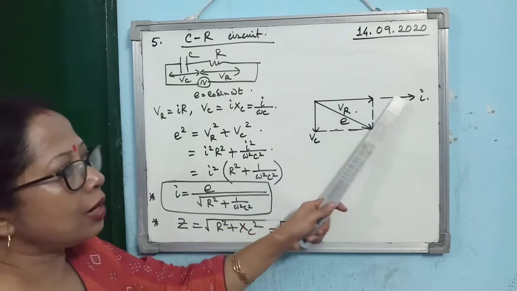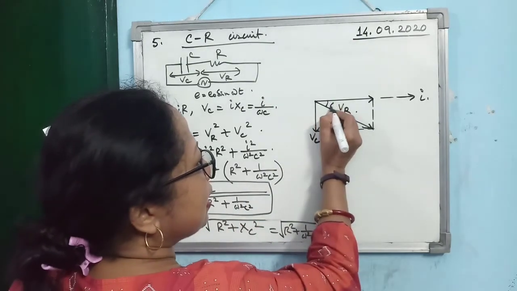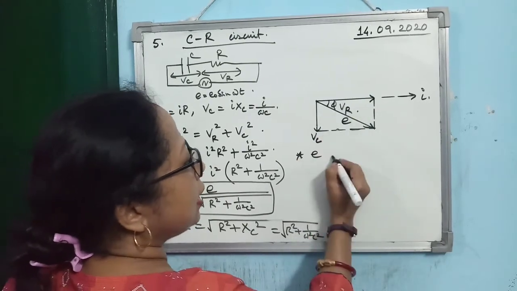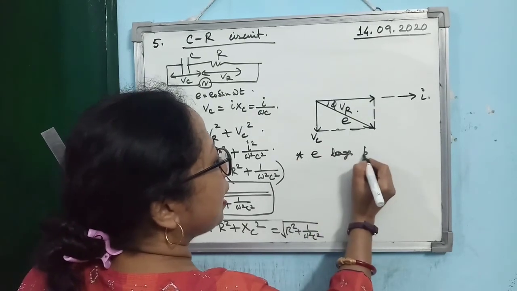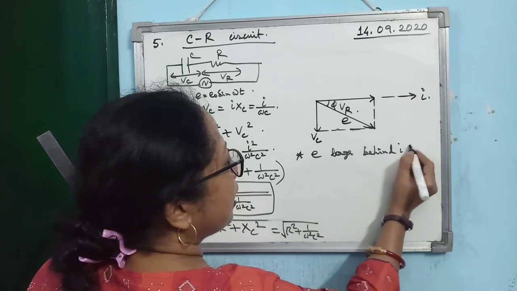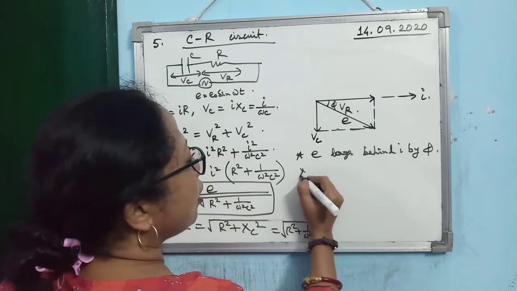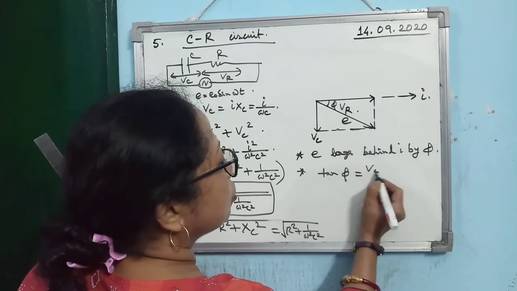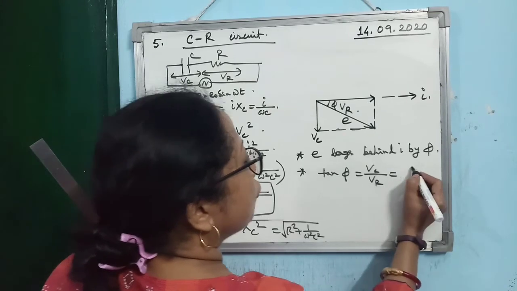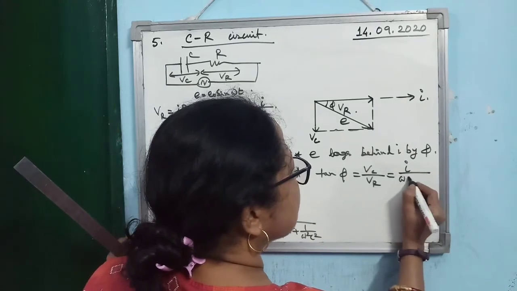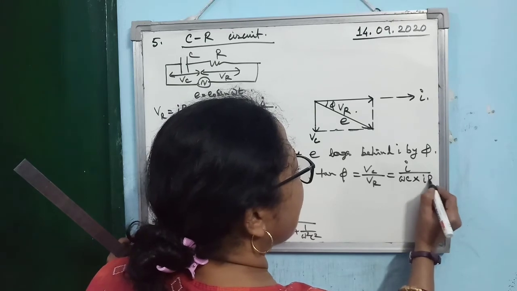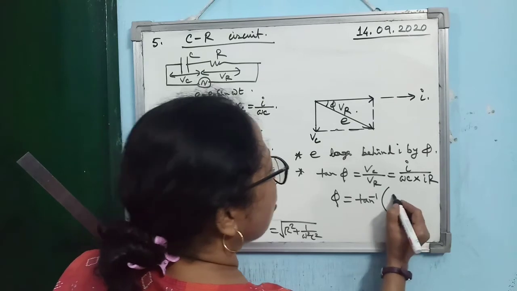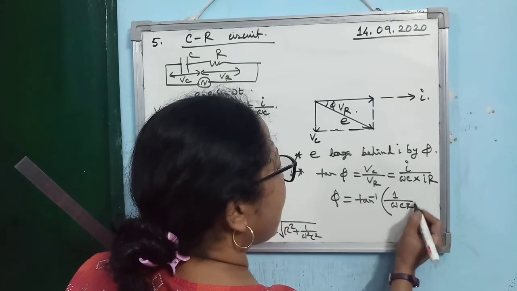Alright. Look at the phasor diagram. E lags behind I by an angle phi. So what is the phase relation? E lags behind I by an angle phi. So how you can get phi from the relation? Look at it. Tan phi is equal to VC by VR. Now VC is how much? I by omega C, and VR is IR. So you are getting phi is equal to tan inverse 1 upon omega C R.